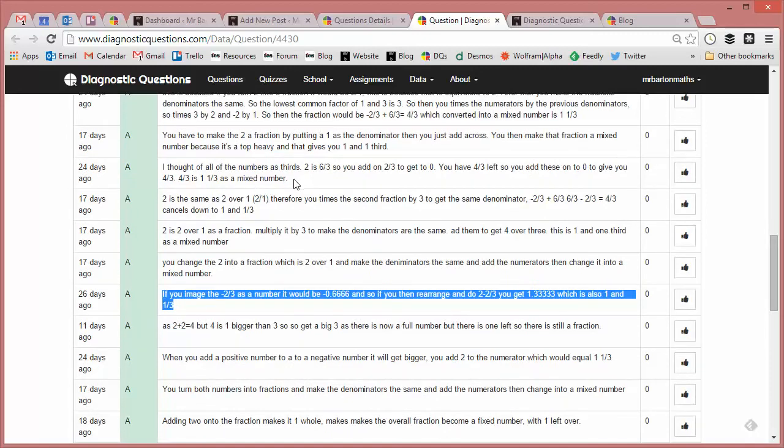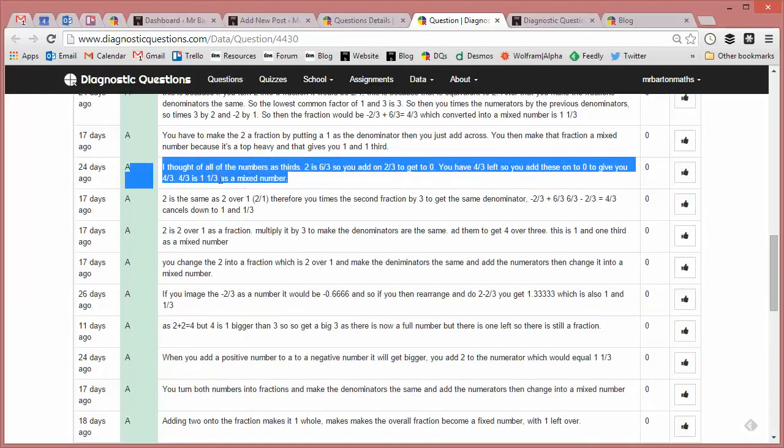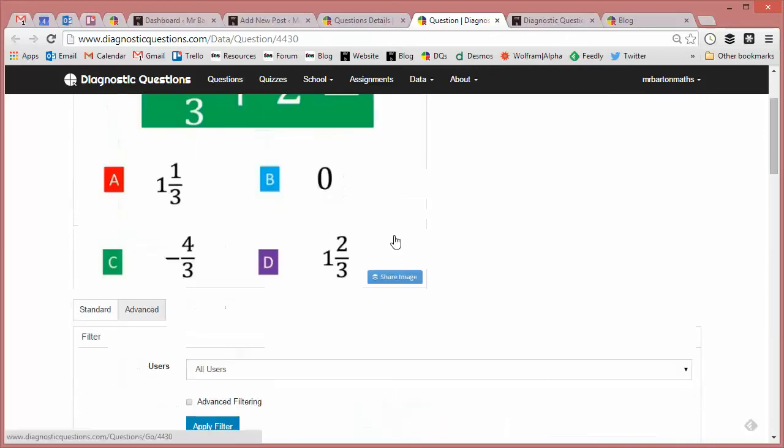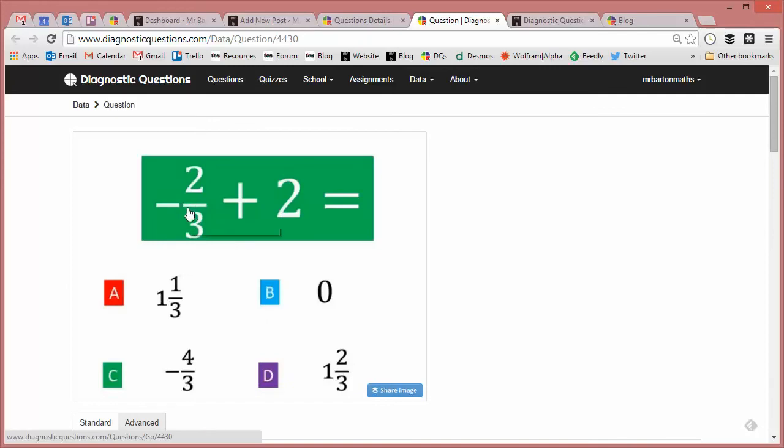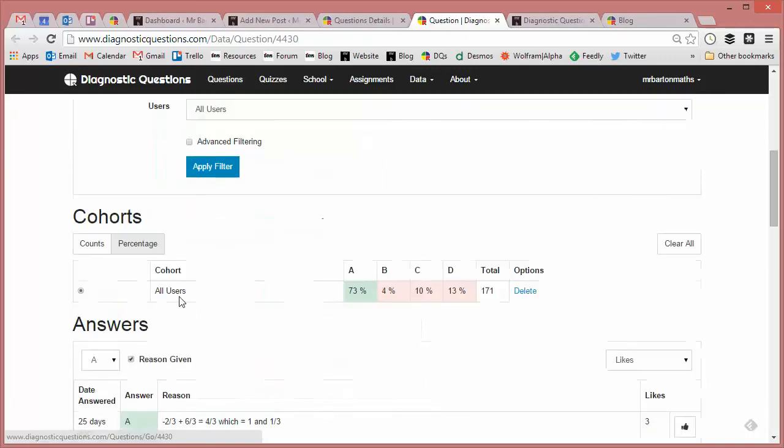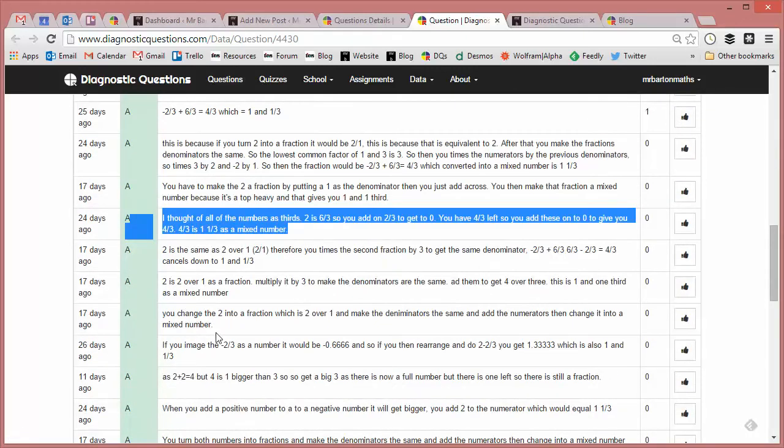I really like this one. This is lovely. "I thought of all the numbers as thirds. 2 is 6/3, and you have to add on 2/3 to get to 0, and you have 4/3 left. I have to add on the 2/3 to get you to 0, and then you've got 4/3 left over from that 6/3, which must take you to the answer of A, 1 and a 1/3." Really, really, really like that.